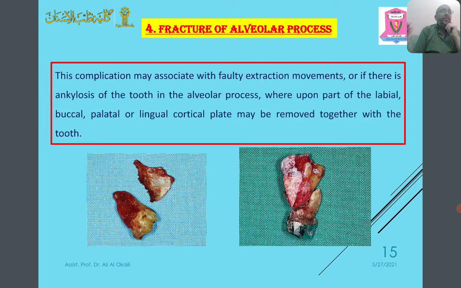الcomplication الآخر هو fracture of alveolar process. This complication may associate with faulty extraction movement, and if there is an ankylosis of the tooth in the alveolar process, whereupon part of the labial or buccal or palatal or lingual cortical plate may be removed together with the tooth. أحيانا واحد ياخذ الواهس وينزل الفورسب بيكس حتى للـ alveolar process. For sure you will exert a traumatic force over the cortical plates.